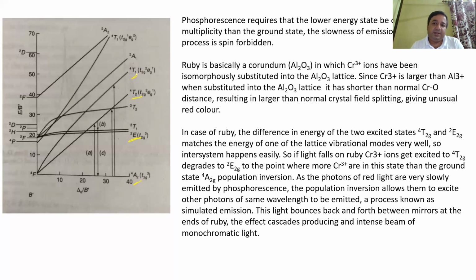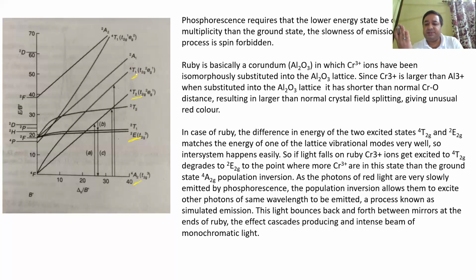So this unusual red color is because of this kind of interaction at a shorter distance. There are two excited states, 4T2g and 2Eg, and these states match much more closely in energy with the lattice vibrational energies. So intersystem crossing can happen very easily. Whenever light promotes an electron and there is an intersystem crossing between two different multiplicities, the phenomenon of phosphorescence can occur. So from here itself, we can get the answer that the phenomenon is phosphorescence.